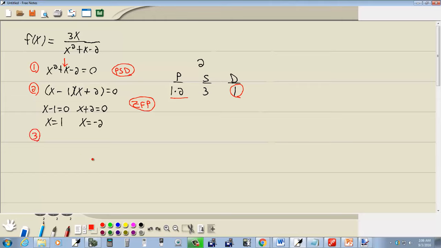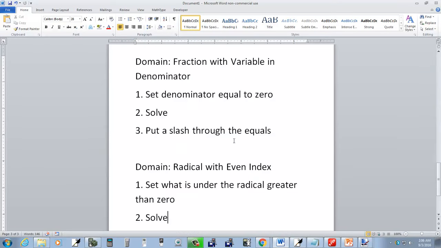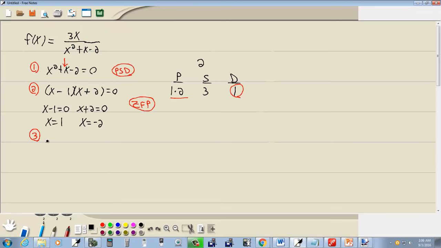Now these are the numbers that we cannot have. If I put these back up in my original problem, these are what cause the denominator to equal 0. So step 3 is put a slash through the equals. So x cannot equal 1, and x cannot equal negative 2.